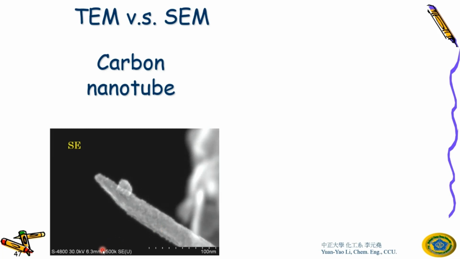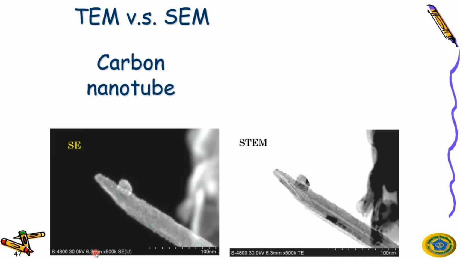Okay, and X 500,000. This is the magnification, which enlarges 500,000 times larger. Okay, and this is 30,000 V, 30 kV, the voltage of the electron beam. Okay, so please remember this information. So this is SEM mode.